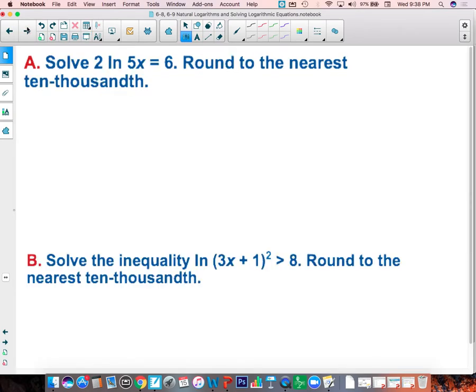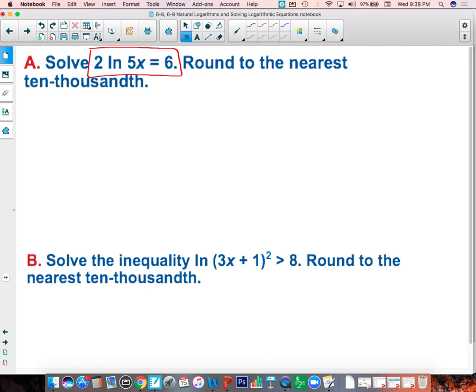So now, solving equations. I have equations and inequalities here, to solve logarithmic or natural log equations and inequalities. Again, this is just what you guys had on the homework yesterday, so this is more practice. All right, so the first one here, A, write the equation down, and then we'll solve it. Okay, so we have 2 natural log of 5x equals 6.